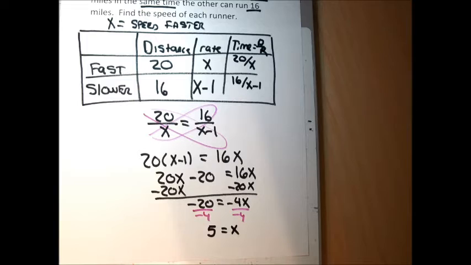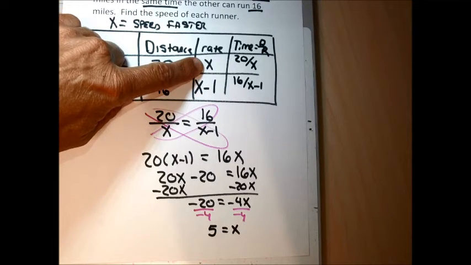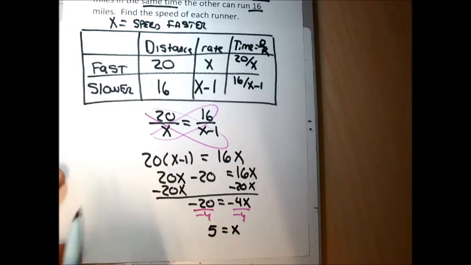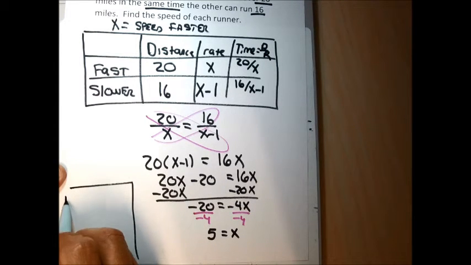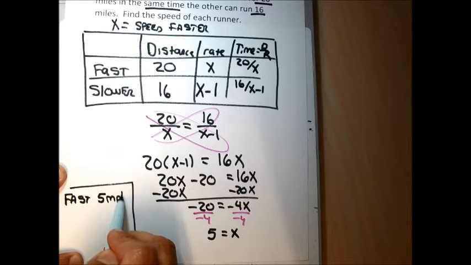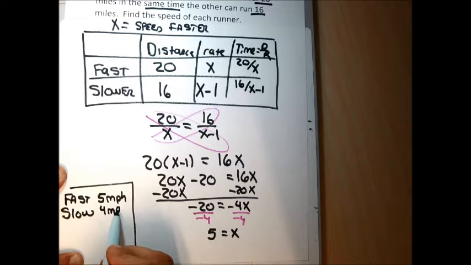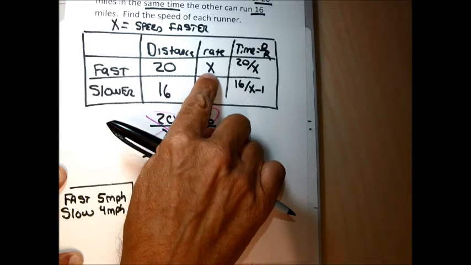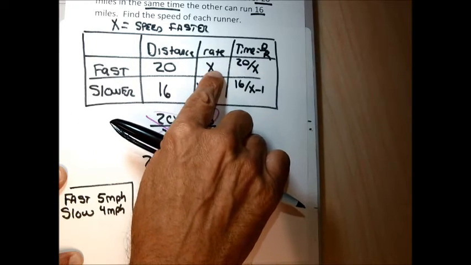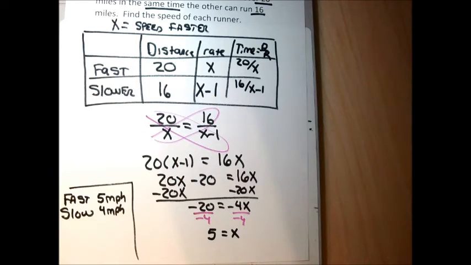That's not enough because I need to write the speed of each runner. The faster person is x, or 5 miles per hour. The slower is 1 mile per hour slower. 5 minus 1 is 4. So for my answer, I'm going to write the fast is 5 miles per hour, and then I need to subtract 1 for the slow, and the slow is 4 miles per hour. Once you get the number, it's easy to tell what it's meant for. It's meant for the rate box without the plus or the minus, so the x stands for the faster runner's speed, and then I subtract 1 to get the slower's.